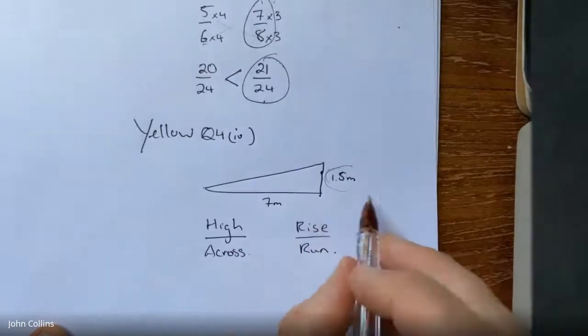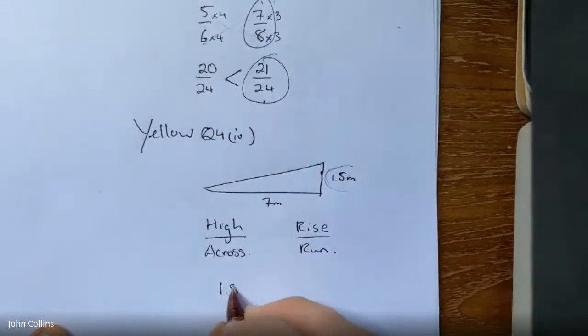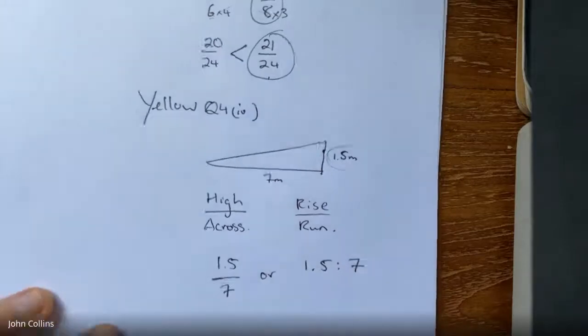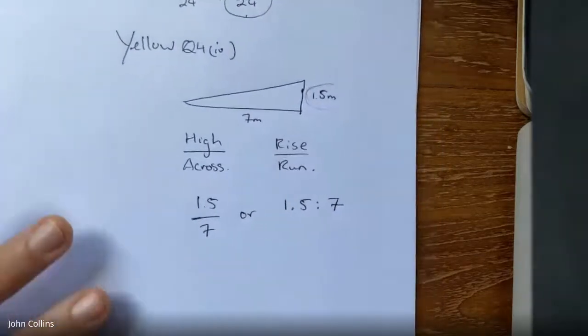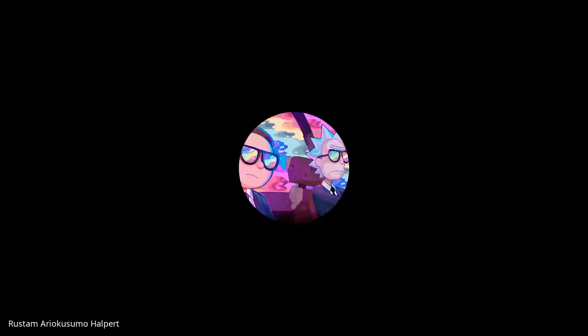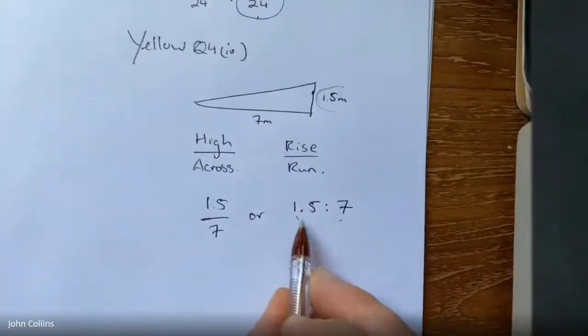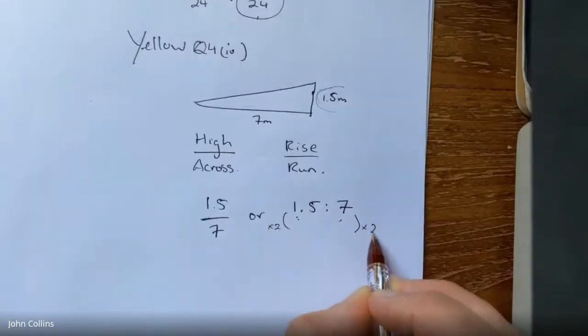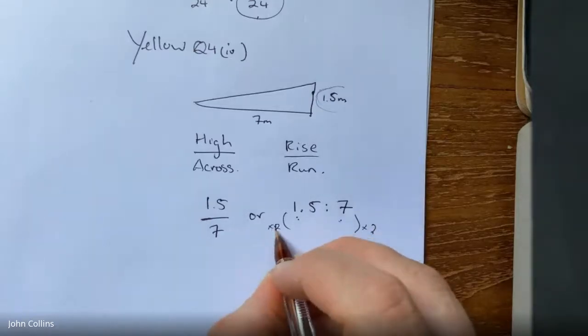Okay, so that'll be 1.5 over 7, or as a ratio 1.5 to 7. So it's the same thing. Fractions and ratios are interlinked. So what is that then? Well, I can change that to a decimal, or I can put it as a whole number ratio, which I might need to do. How do I convert this to a whole number ratio? Times it by 2, it'll work. If I times it by 10, it would work. Let's do it by 10 and then simplify it.